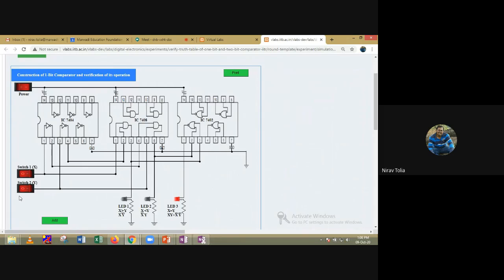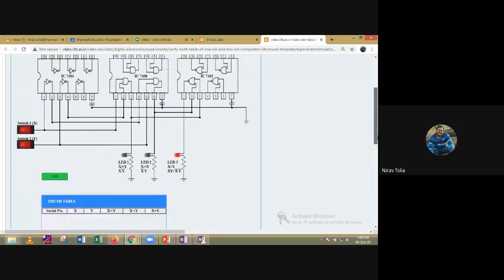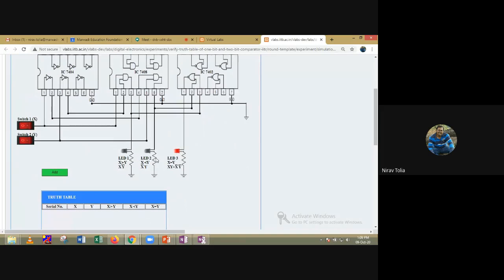So now both my inputs are 0 0. You can see both the inputs are the same, so the equal to LED glows. Add to the table. Now 0 1. So my x is 0, my y is 1, so x is less than y. Add to the table. Now 1 1. Again x equal to y. So add to the table. And 1 0, so x is greater than y.